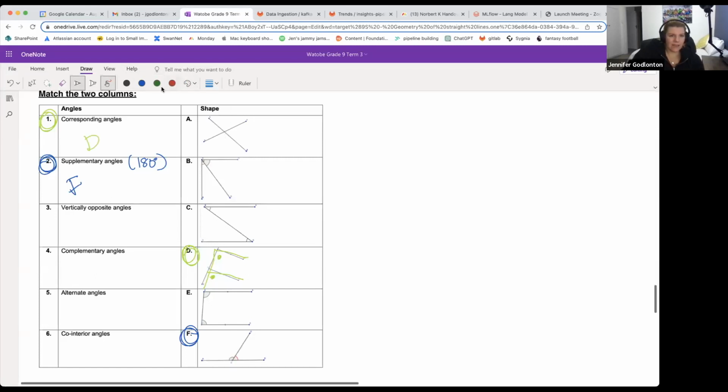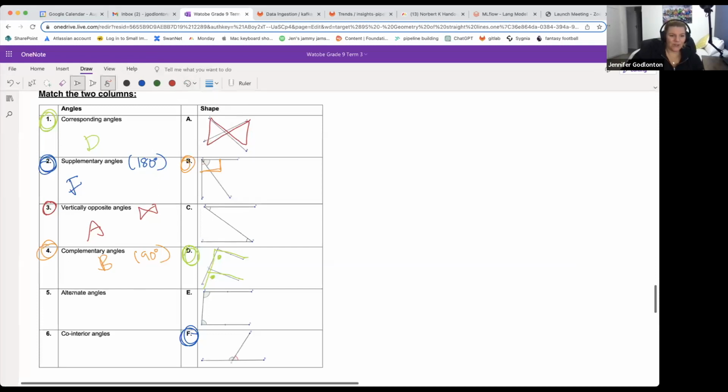Okay, 3. Which one is vertically opposite? So that's our bow tie. Yes, good. Okay, 4. Complementary angles. That's 90 degrees. Good. That would be my 90 degrees over there. So this is going to be B.